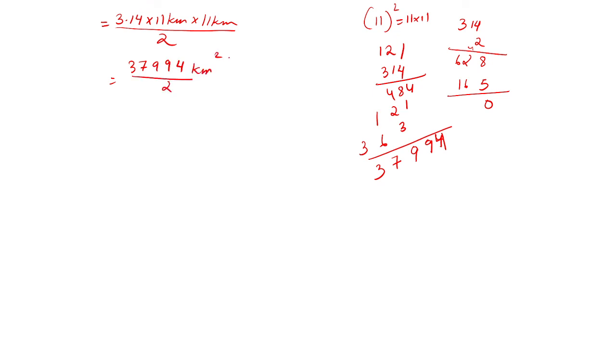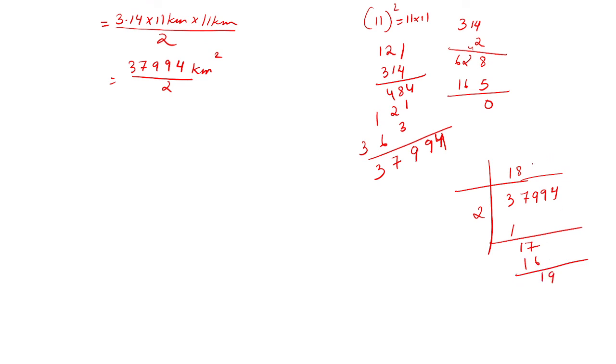Since it's a small number, you can do the division here. It should not be that difficult. 2 into 3 is 1, so you're left with 17. 2 times 8 is 16, so you're left with 19. 2 times 9 is actually 18, so 19. 2 times 9 is again 18, so you're left with 1. And 2 times 7 is 14.